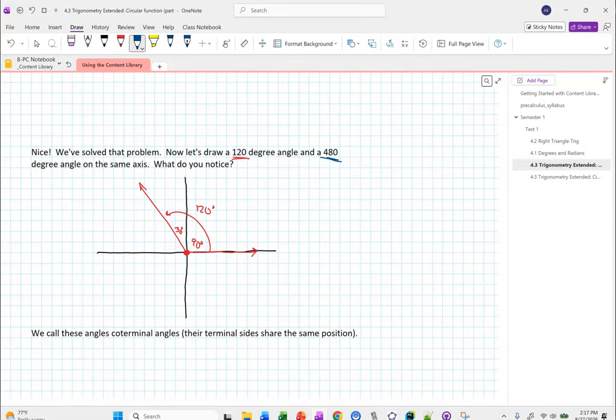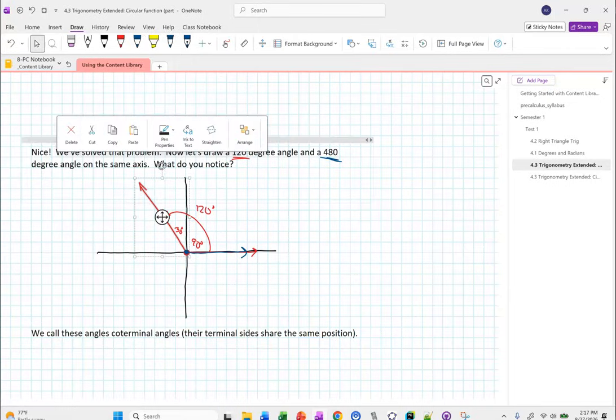All right, let's do the 480 now. So again, vertex at the origin. Initial side on the positive x-axis. It's a positive angle, so I'm turning counterclockwise. So 90, 180, 270, 360, 450, and then 30 more.